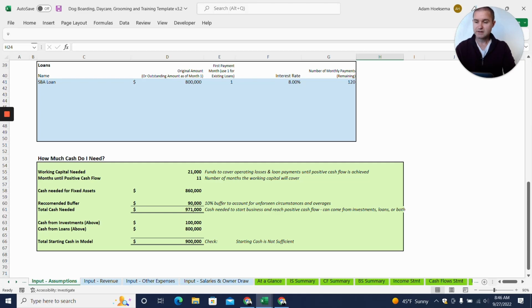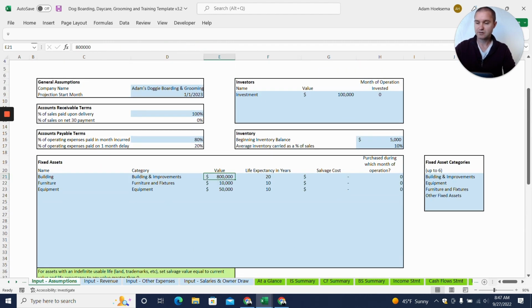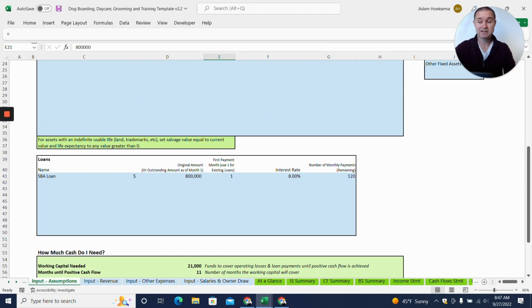So this table is going to tell us how much cash I need. What it's telling us right now is that starting cash is not sufficient, because it thinks we need $971,000. That is the $860,000: $800,000 for the building and $60,000 for furniture and equipment. So we've got $860,000 worth of fixed assets to cover, plus this inventory of $5,000. And we've got $100,000 in investment and $800,000 in our loan.